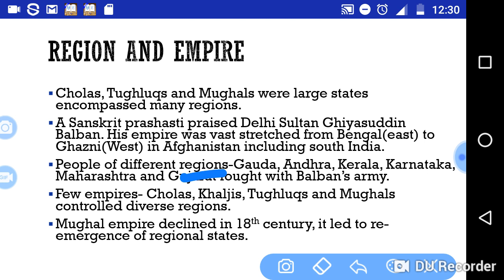These were working in Balban's army, and few empires like Cholas, Khaljis, Tughlaqs, and Mughals controlled the diverse regions, and the Mughal Empire declined in the 18th century, which led to the emergence of many regional states. This ends the chapter.